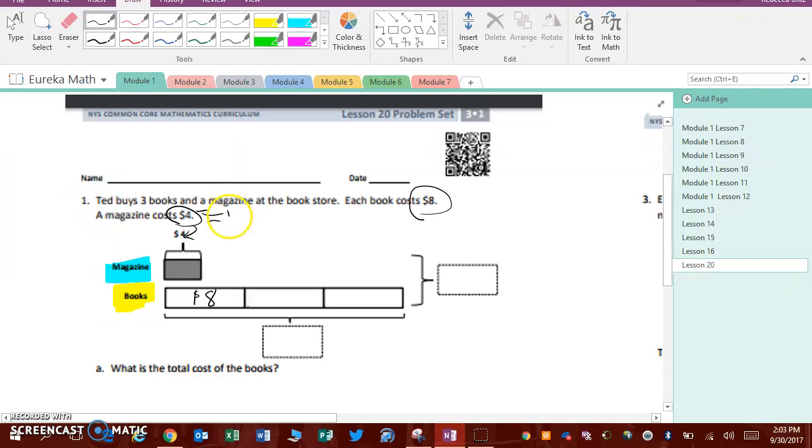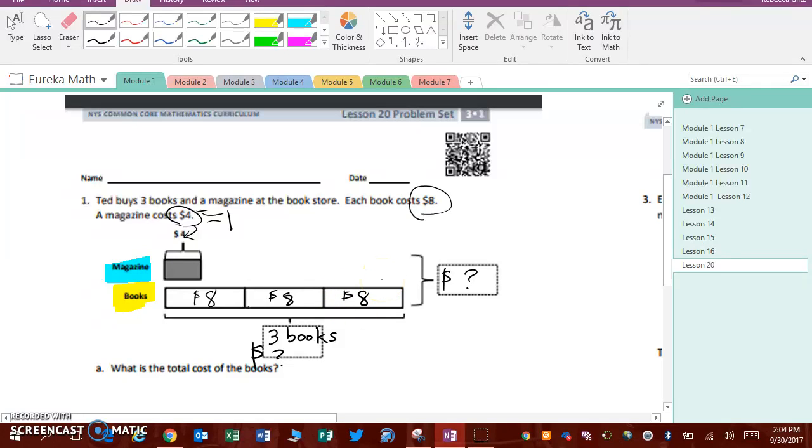Okay? Now, he bought a magazine. That equals 1. So we've got one section. He bought 3 books, so we've got 1, 2, 3 sections. So I'm going to write my label for my groups down here, the books, 3 books. We don't know how much he spent in total, okay? And we also don't know what this total is. This bracket is putting together the magazine and the books. So this is a question mark too. Let's finish our tape diagram by putting the $8 in the rest of the boxes.